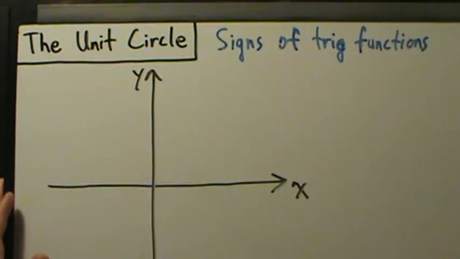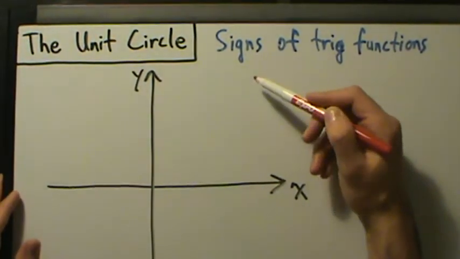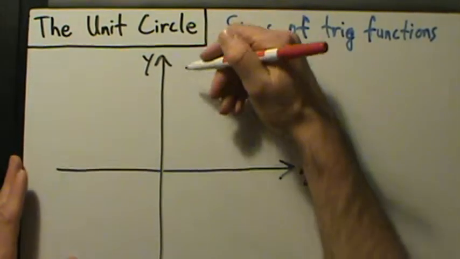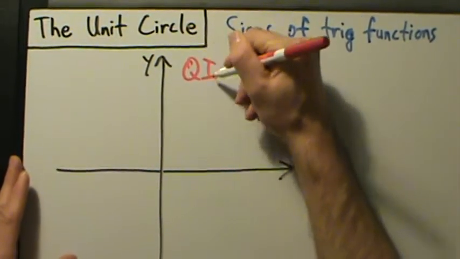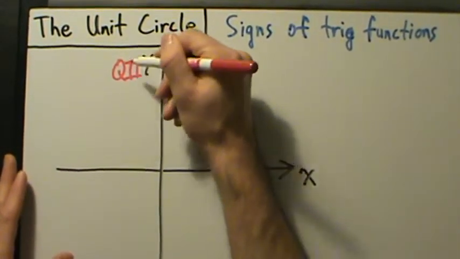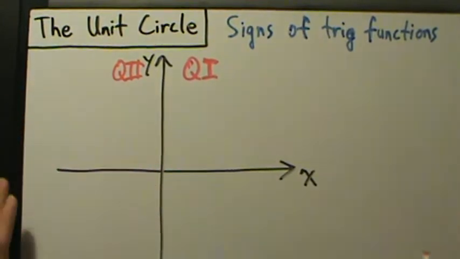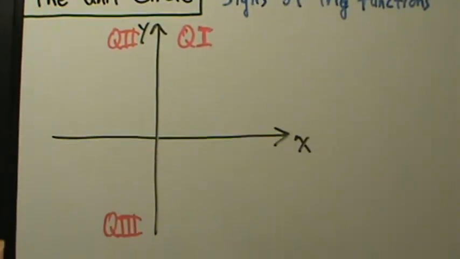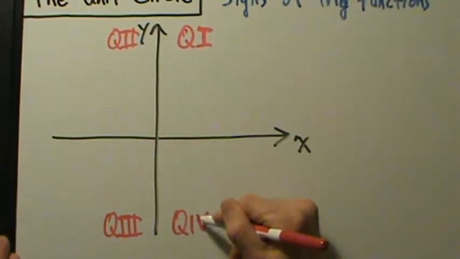Now what we want to do is talk about the signs of the trig functions in each quadrant here. So we have an xy plane. This here is quadrant 1, right? Quadrant 1. And this is quadrant 2. So remember, the quadrants are usually denoted with capital Roman numerals. This here is quadrant 3. And this is quadrant 4.